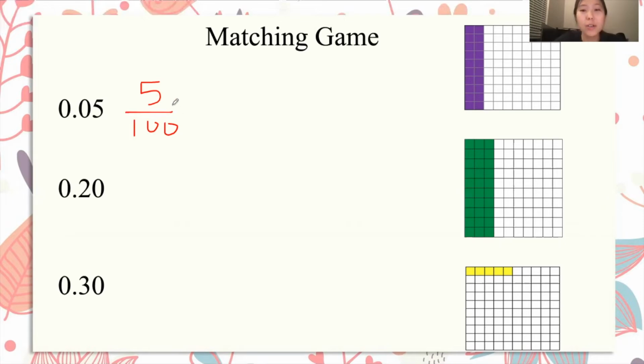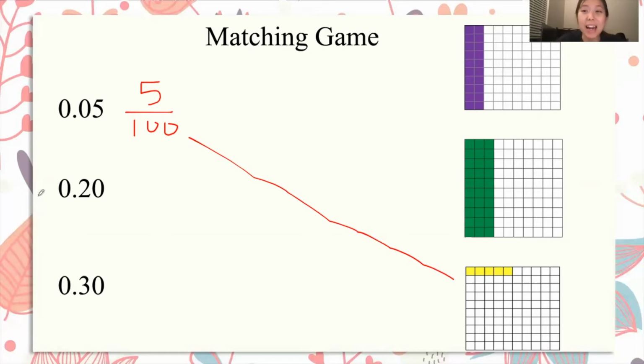So according to this fraction, we can know we divided our unit square into 100 equal parts, and then we shade 5 parts of them. So let's see, on the right side, which square has 5 shaded parts? Yes, it's this one, the yellow one. 1, 2, 3, 4, 5. There are 5 shaded parts. So this visual model can perfectly express the decimal number 0.05.